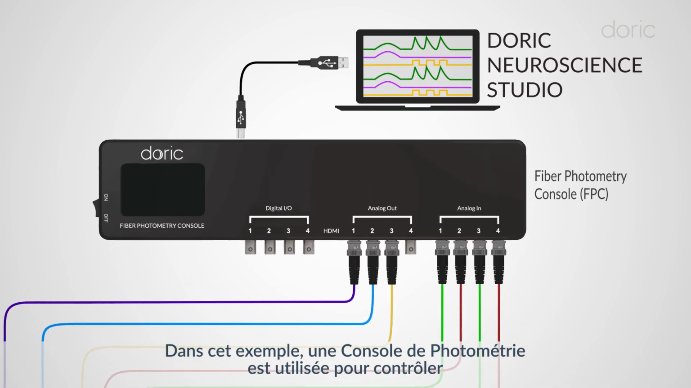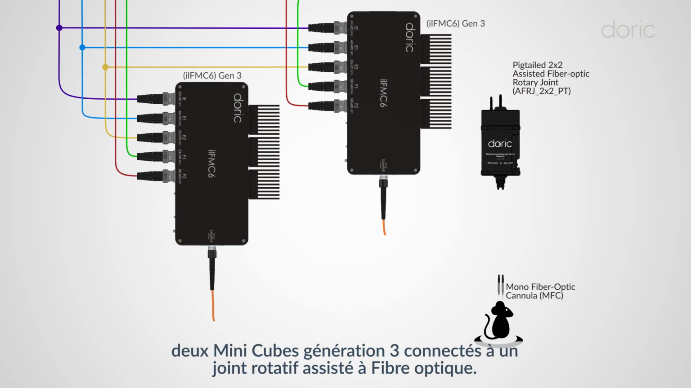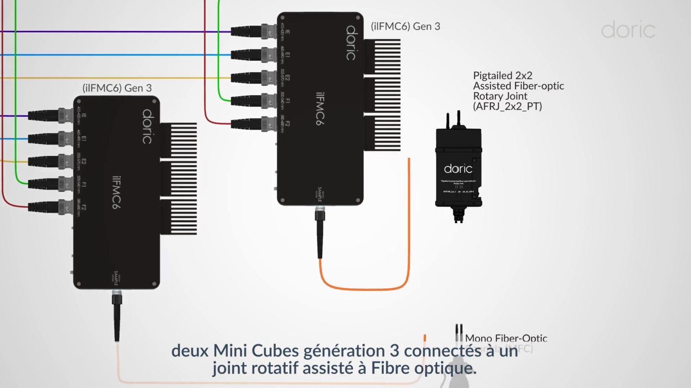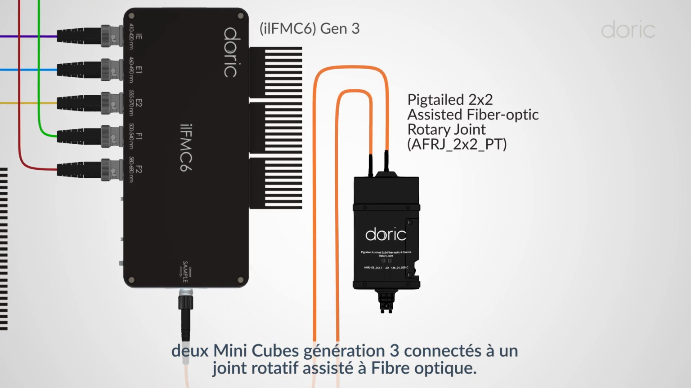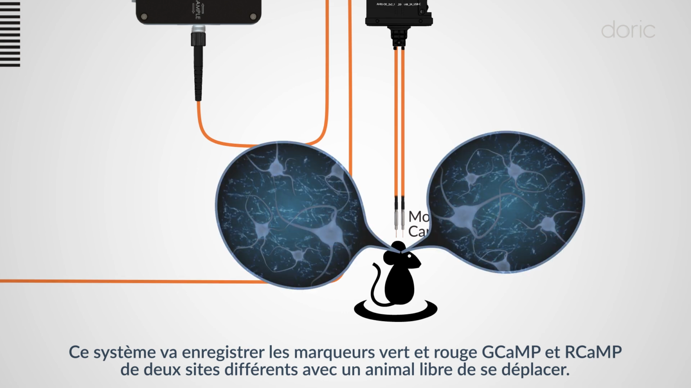In this example, a fiber photometry console is used to drive two Gen.3 minicubes connected to an assisted fiber optic rotary joint. This system will record a green and red calcium indicator, GCaMP and RCaMP, from two different sites in a freely moving animal.